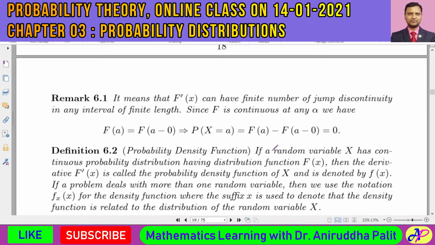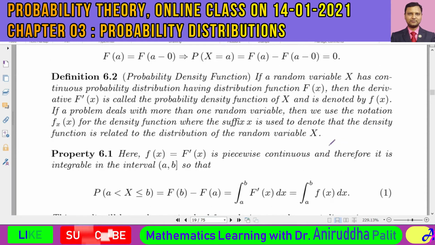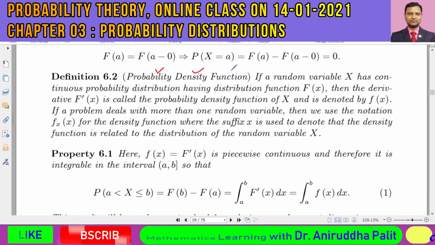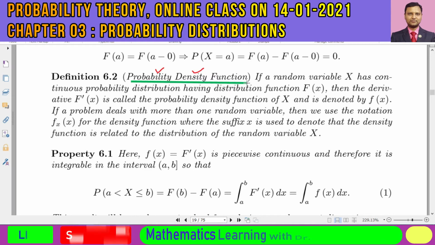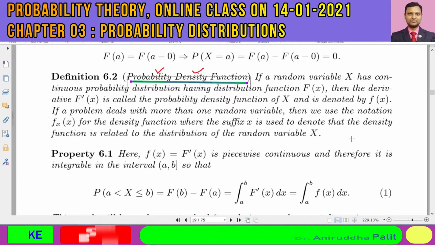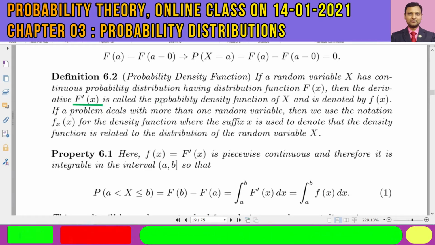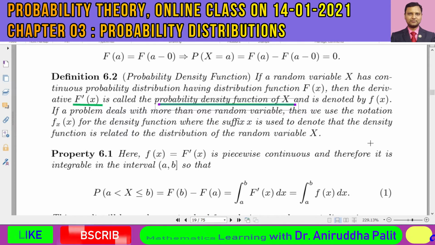All right. Now in these kinds of distributions, we get a new kind of function called the probability density function. In the case of discrete distributions, I introduced the probability mass function, and equivalent to the probability mass function, in the case of continuous distributions we have one more function called the probability density function. What is the probability density function? It is the derivative of the distribution function, F dash x, and it is called the probability density function of the random variable X, generally denoted by small f of x.